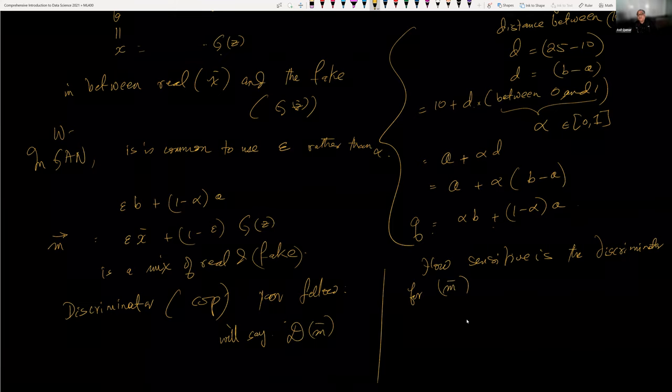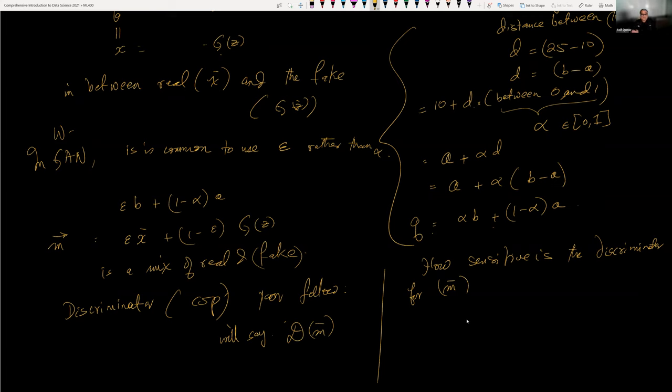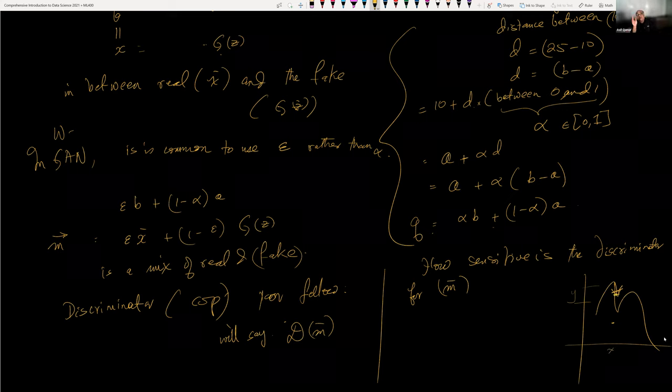To refresh your recollection, if you have a function with a steep gradient, a steep slope, what does it mean? Small changes of value will lead to large changes of Y. Would you agree? If this is X, where the slope is high, small changes of X will lead to vast changes of Y.